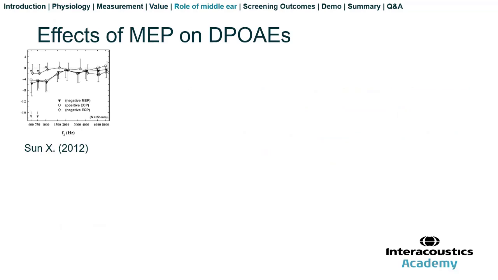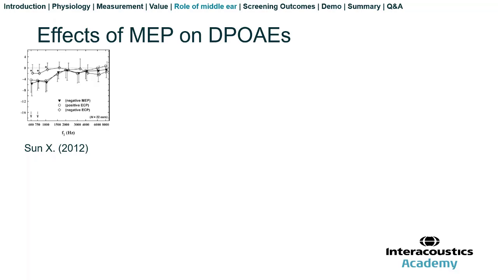So this is the section of the talk where I'll review a lot of the literature. First, I'm going to talk about the effect of middle ear pressure on distortion product emissions, and then I'm going to discuss the effects of middle ear pressure on transient evoked emissions. And you'll find that they're rather similar.